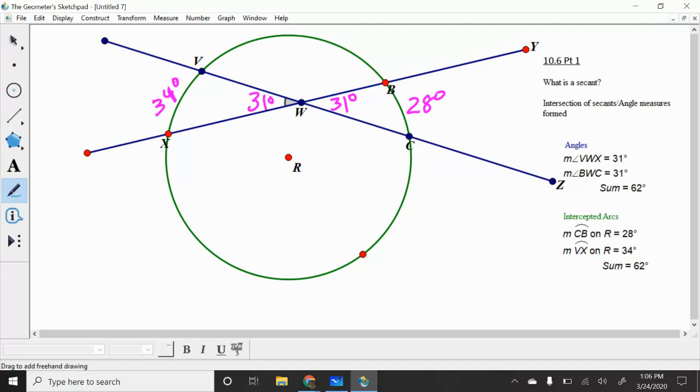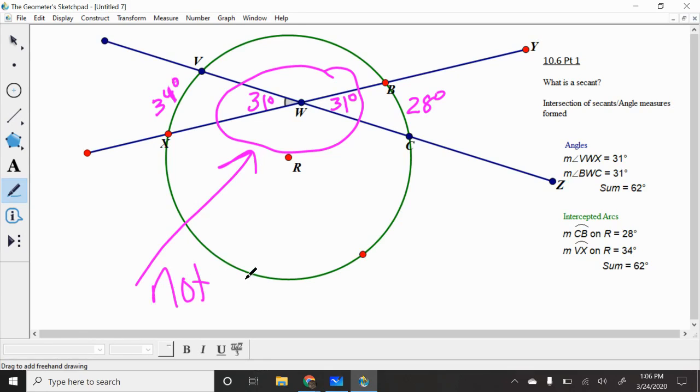The reason they have changed is because these angles right here are not central angles. So when they intercept the arc, you're not going to get the same measure. The central angles only occur if they intersect over here at the center. But since they're not intersecting at the center, you are going to get different measurements for the intercepted arcs.